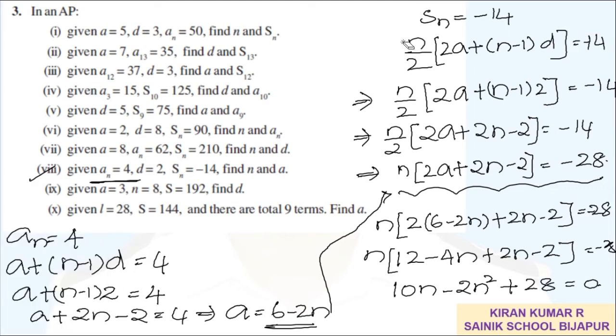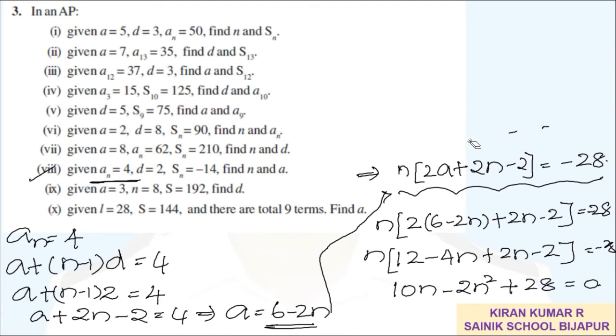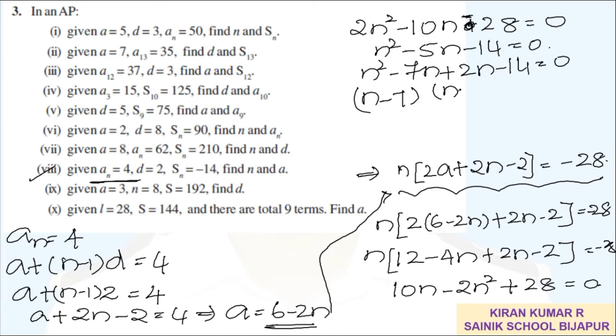Or else I will rewrite the equation. I'll make some space for solving this question. The equation obtained is 2n square minus 10n plus 28, I have taken minus common, equal to 0, or else n square minus 5n plus 14 equal to 0. The combination of minus 7 and plus 2 will work. So n square minus 7n plus 2n minus 14 equal to 0. You find the value of n, it becomes n minus 7 multiplied to n plus 2 equal to 0. N value is 7 or negative 2.